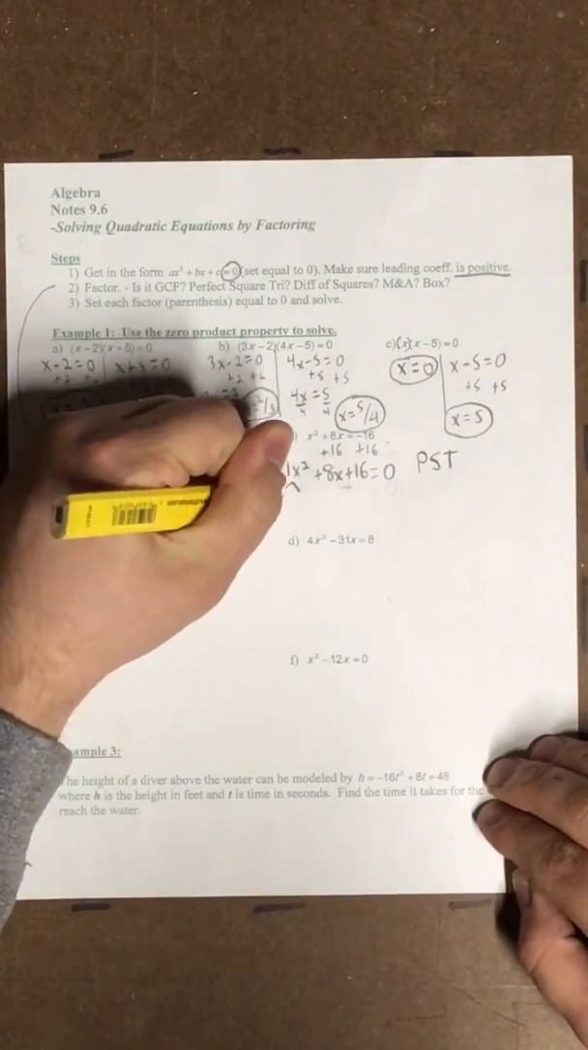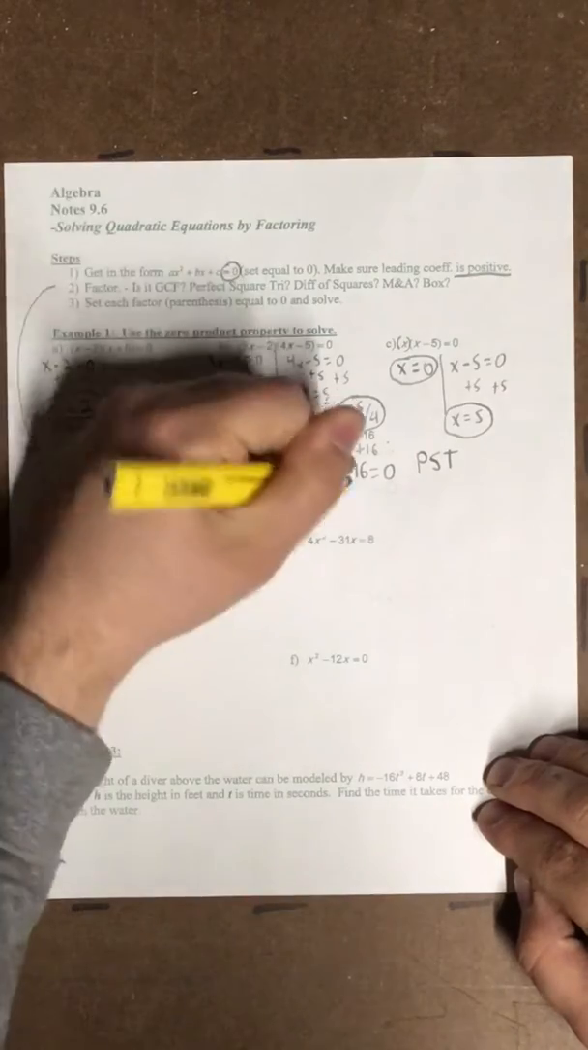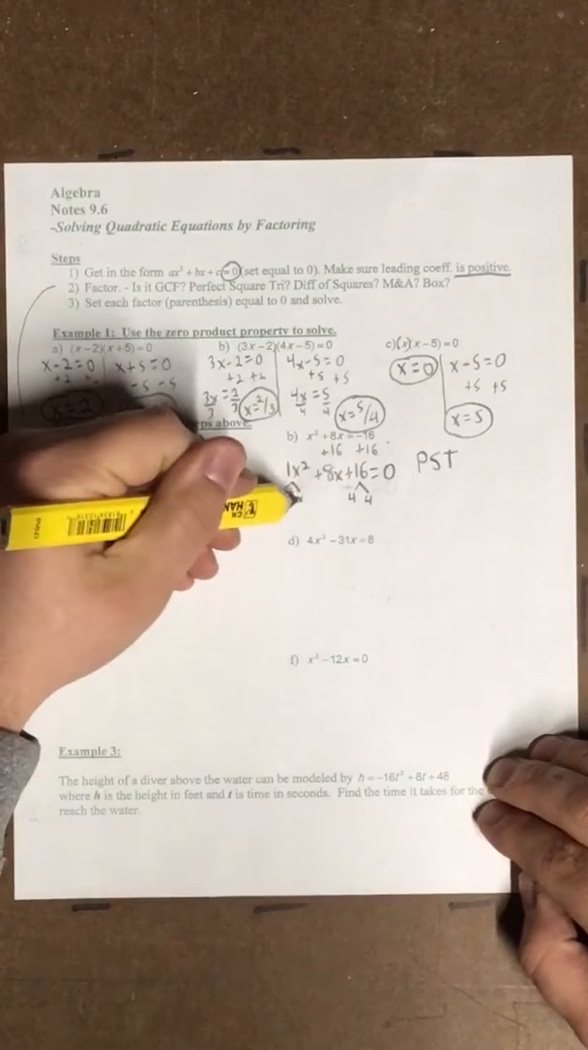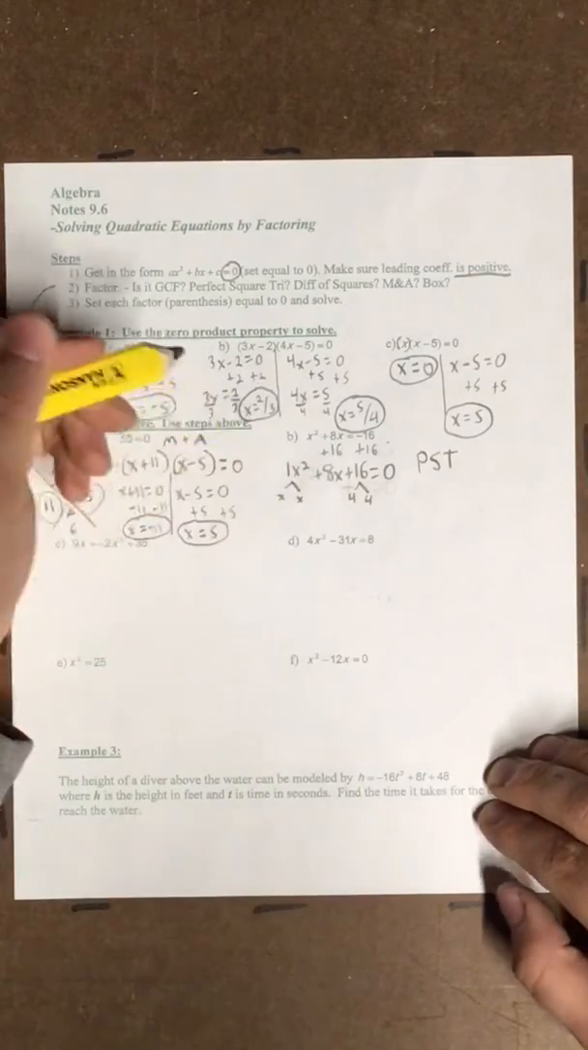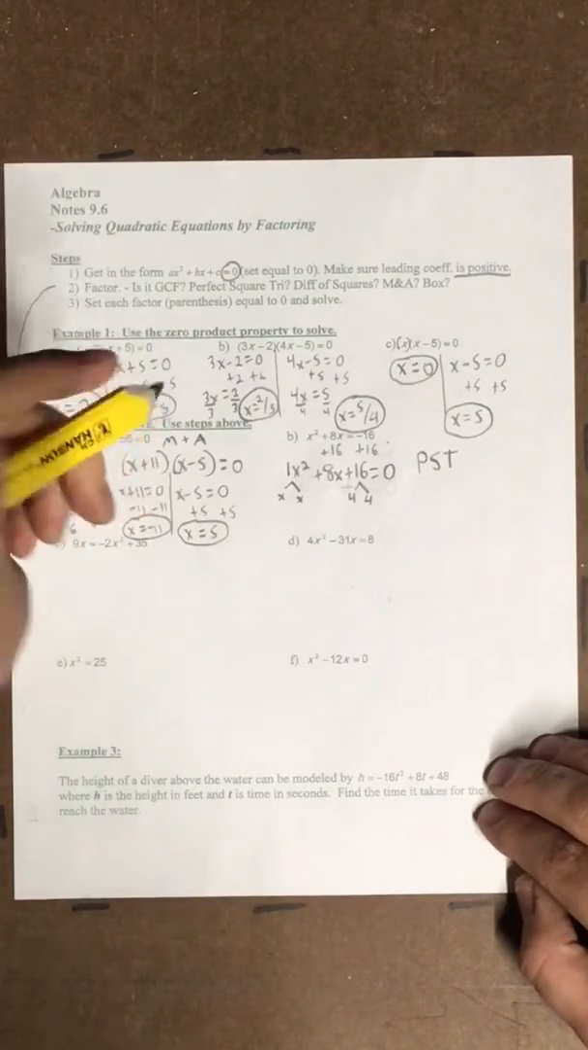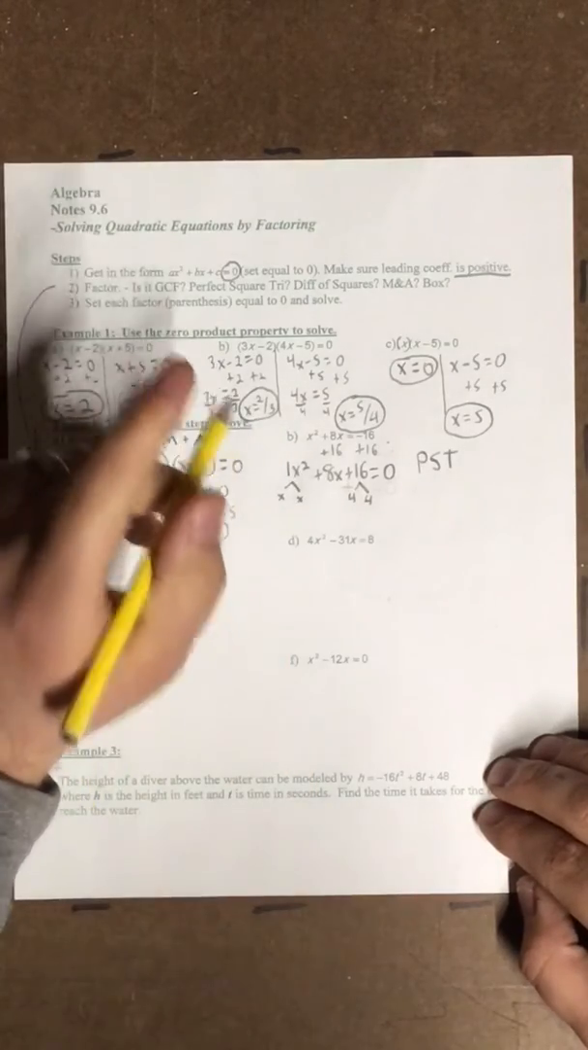This would break down to be x times x makes x squared. This would break down to 4 times 4 makes 16. 4 times x would make 4x, which is half of 8. Remember, we have to look for that half with a perfect square trinomial. This problem is going to look a little bit different in your answer.